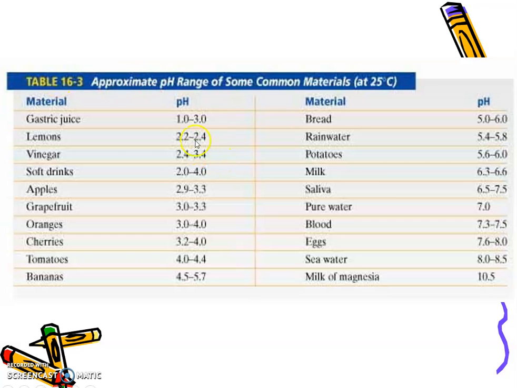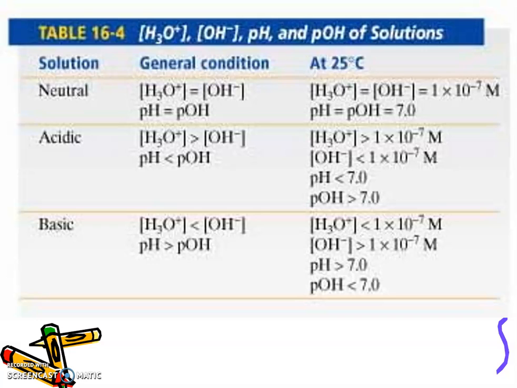Here's just a table of some examples of various compounds. Gastric juice, the stuff in your stomach, has a very low pH because you're digesting food. Your blood is actually slightly basic. It's a little bit above 7, 7.3 to 7.5. Pure water is actually 7, obviously. Milk is slightly acidic, which surprises folks. Rainwater can vary. It is acidic, but that depends a little bit on where you are. Certain areas of the world are a little more acidic than others.